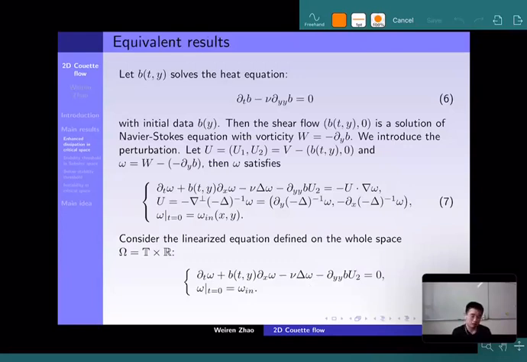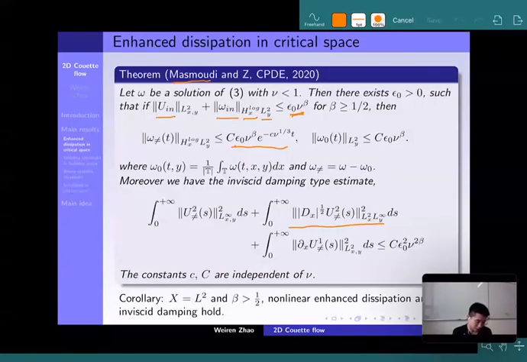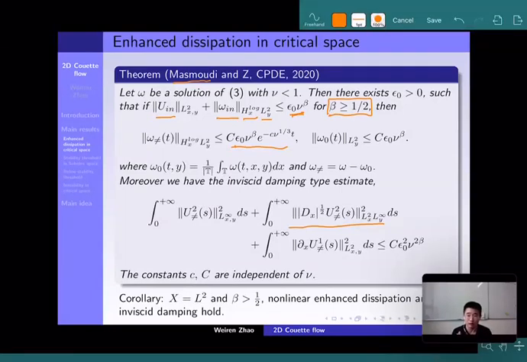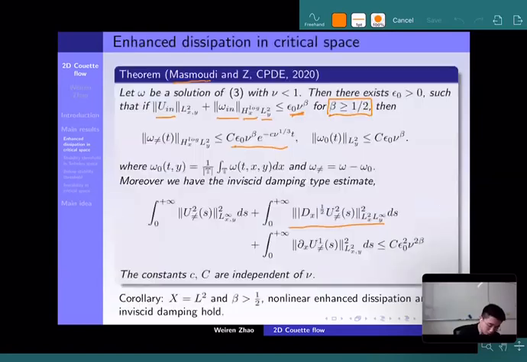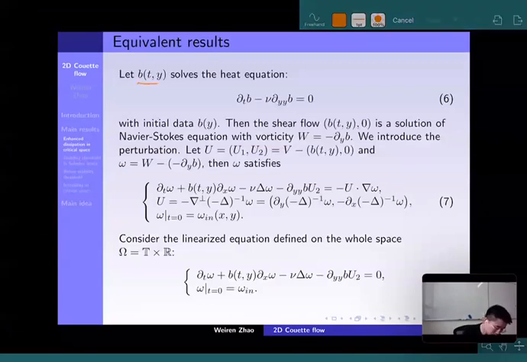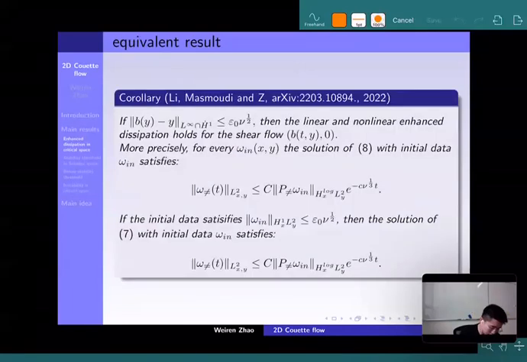Also, recently we want to say that this beta is optimal, right? This beta equal half is optimal. Then we realized that actually in our previous result there is an equivalent result. So it means that here the perturbation is around the Couette flow, while here our perturbation is around a shear flow, while the shear flow is very close to the Couette flow.